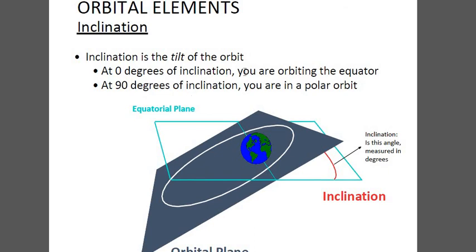At 0 degrees of inclination, you are orbiting the equator. If it is 0 degrees, it is at the equator. At 90 degrees of inclination, you are in the polar orbit. Inclination is always measured in terms of degrees. If the inclination I equals 0 degrees, then your orbit is at the equator, and if I equals 90 degrees, then it is in the polar orbit. So this is how it shows whether the orbit is equatorial or polar.